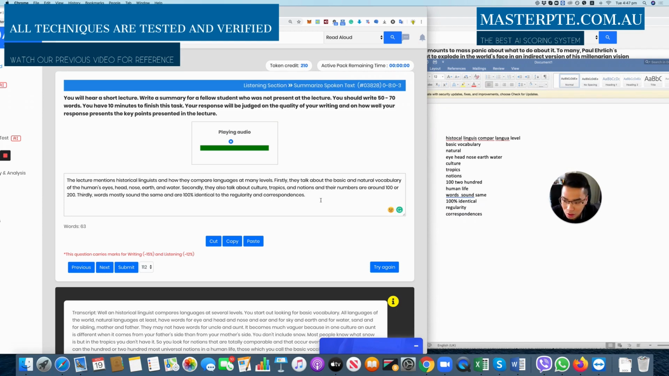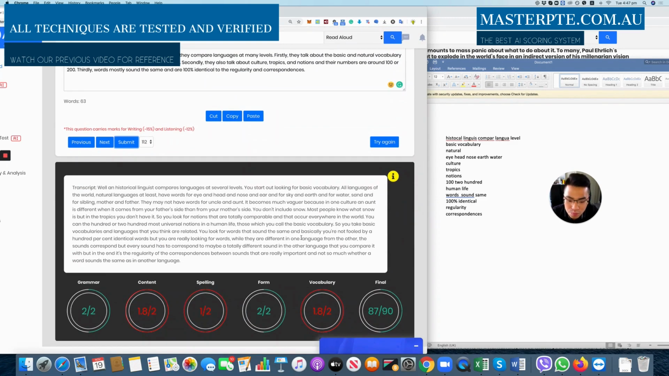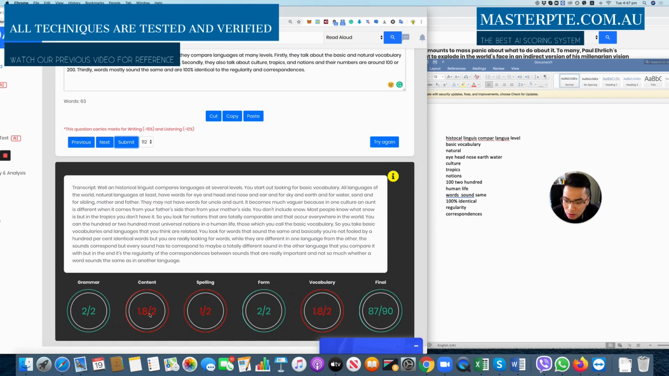Okay, so 63 words was pretty good enough. I'm just going to click submit. Let's see, without checking the grammar or spelling, what score I can get in this part. Submit. Please give me a good score. 87. So I did make some spelling mistakes. I didn't check it. The content wasn't the best, but I got 1.8 out of 2. I got 87, and this should be good enough.